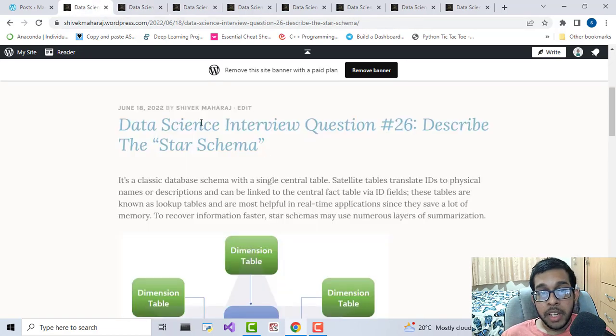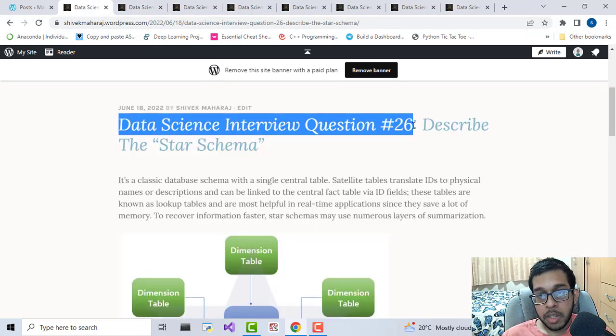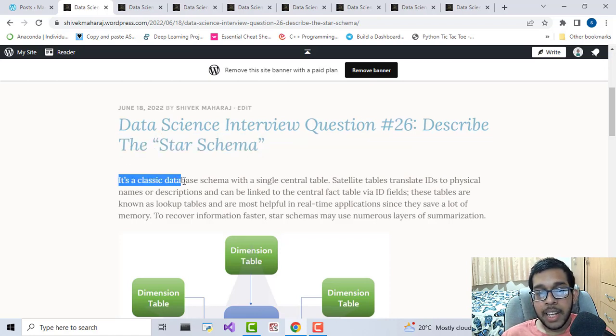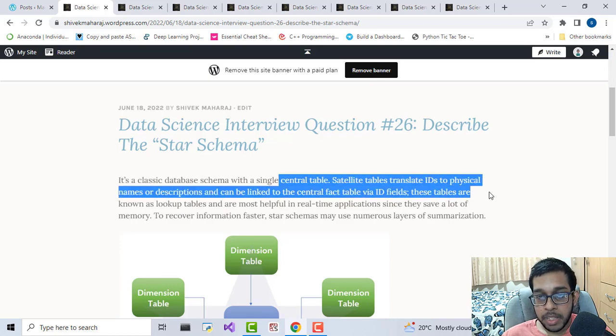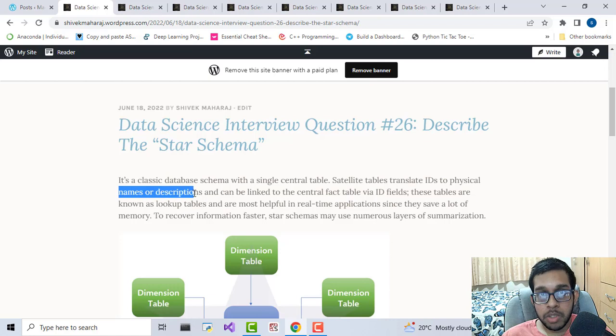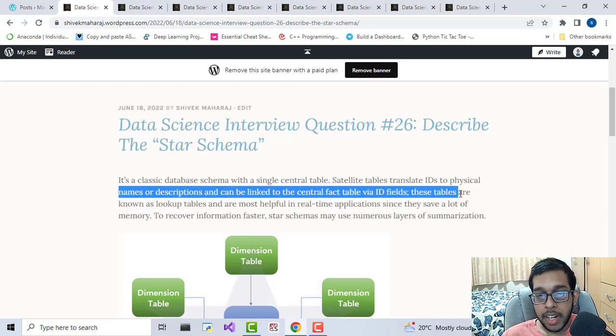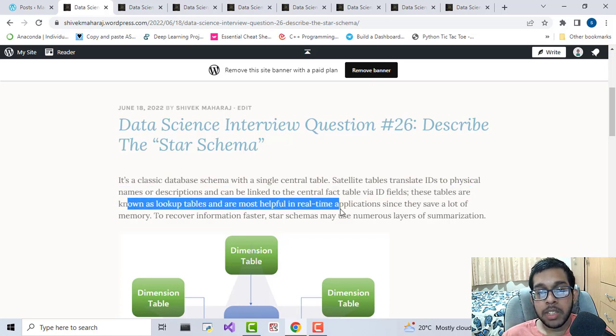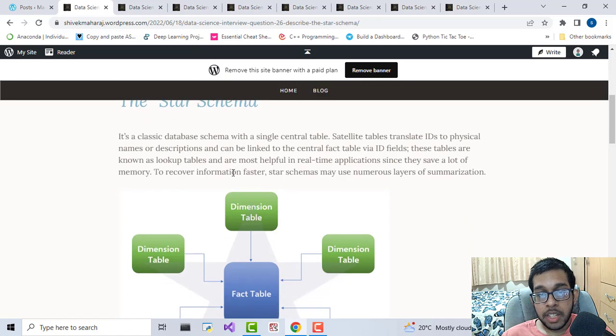We begin with data science interview question number 26. Describe the star schema. Star schema is a classic database schema with a single central table. Satellite tables translate IDs to physical names or descriptions and can be linked to the central fact table via ID fields. These tables are known as lookup tables and are most helpful in real-time applications since they save a lot of memory. To recover information faster, star schemas may use numerous layers of summarization.